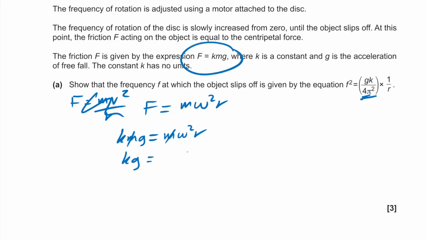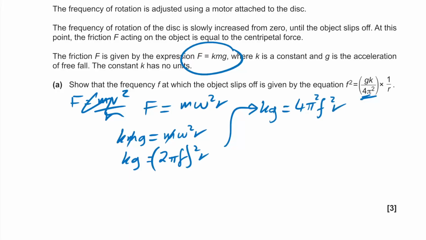So kg is equal to 2 pi f all squared r, and so that means that we have kg is equal to 4 pi squared f squared r. We just want f squared by itself, so therefore we want to get rid of everything else to the other side underneath there, so we end up with 4 pi squared r on the bottom there. Don't ask me why they've taken out 1 over the other side. I guess just because everything else is a constant, so therefore they've just separated out the radius from the constants.